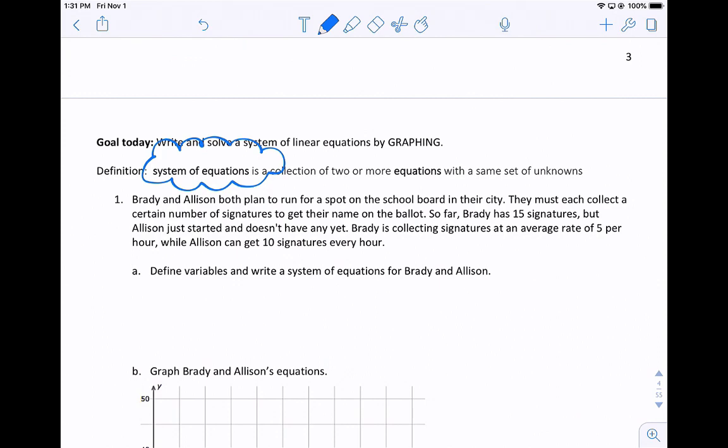So number one, Brady and Allison both plan to run for a spot on the school board in their city. They must each collect a certain number of signatures to get their name on the ballot. So far, Brady has 15 signatures, but Allison just started and doesn't have any yet. Brady is collecting signatures at an average rate of 5 per hour, where Allison can get 10 signatures per hour.